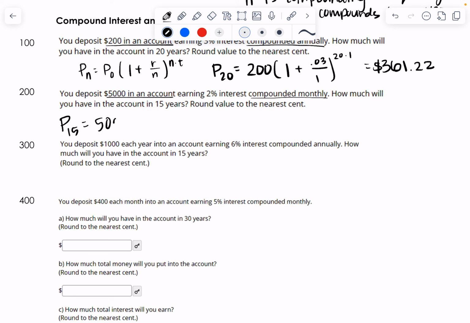So you deposit $5,000 in an account earning 2% interest, compounded monthly, and we just plug all that into our calculator. You put it in the formula, and then you plug it into your calculator. So this would be $6,747.61.